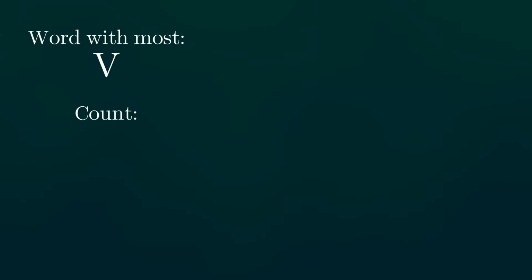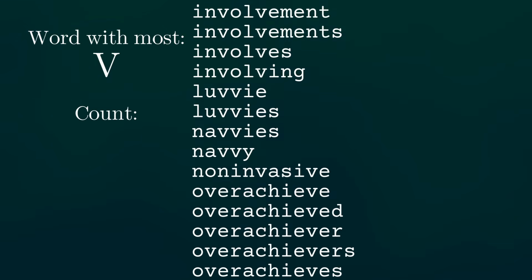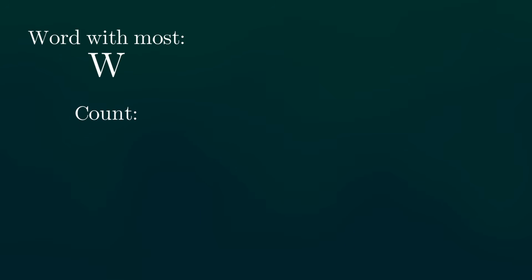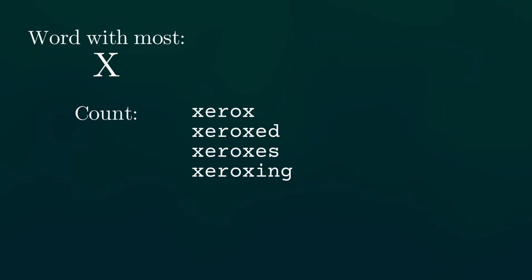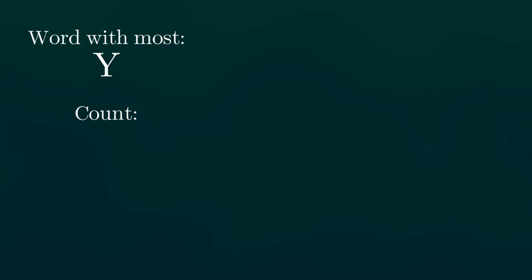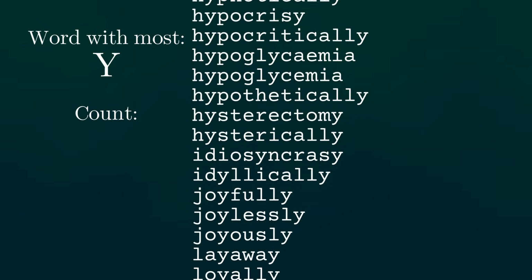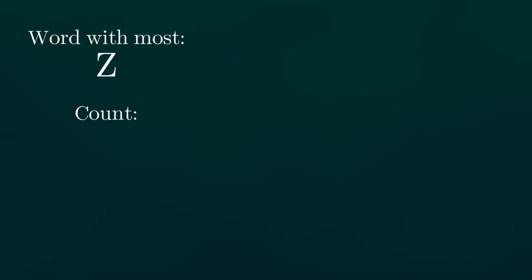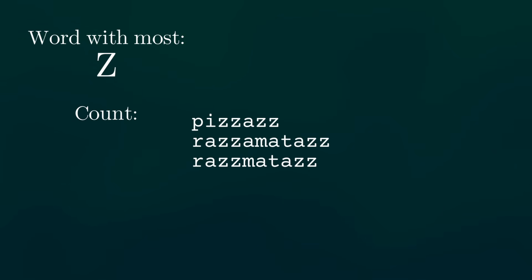The word with the most V's is a 156-way tie between all the words on screen, with 2 V's each. The word with the most W's is a 2-way tie between powwow and powwows, with 3 W's each. The word with the most X's is a 4-way tie between Xerox, Xeroxed, Xeroxes, and Xeroxing, having 2 X's each. The word with the most Y's is a 197-way tie between all of the words on screen, having 2 Y's each. And finally, the word with the most Z's is a 3-way tie between pizzazz, razzmatazz, and razzmatazz, with 4 Z's each.